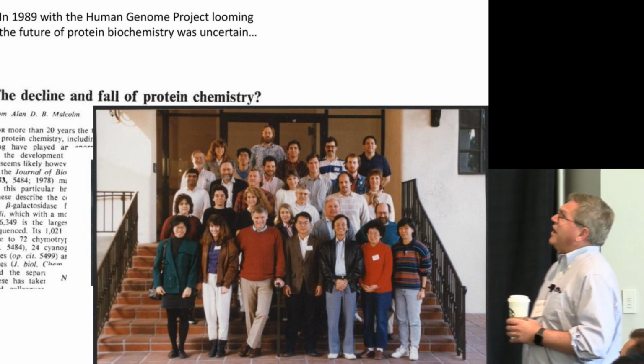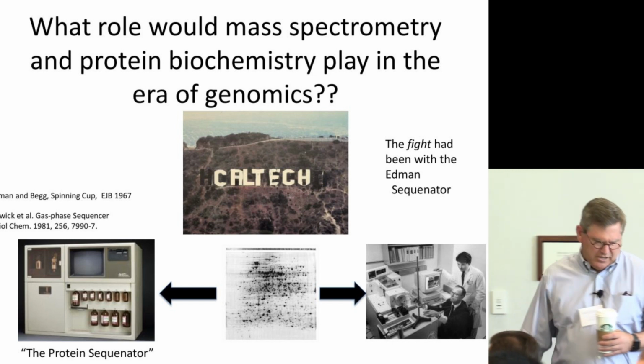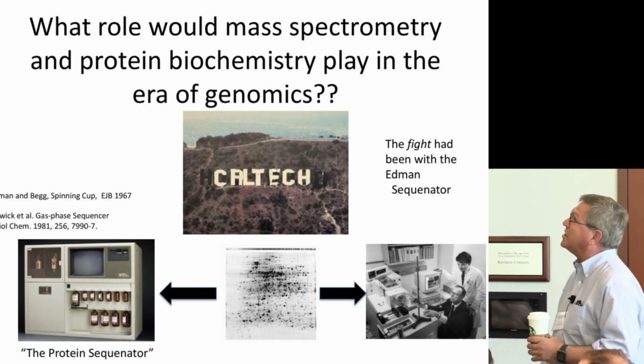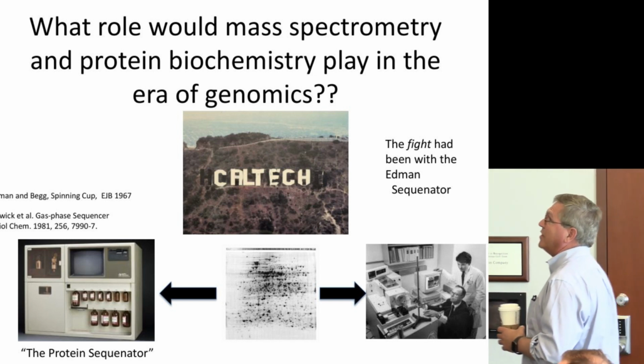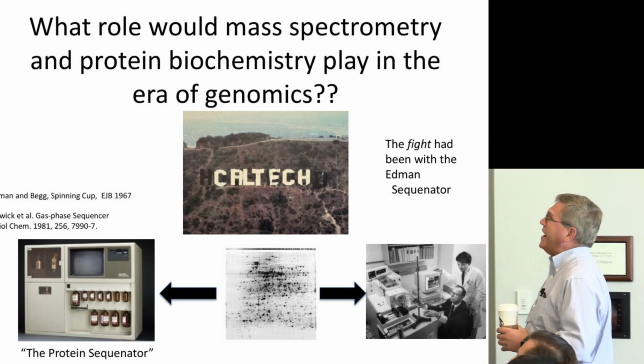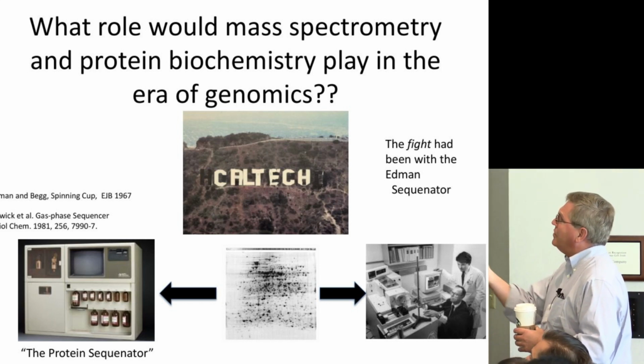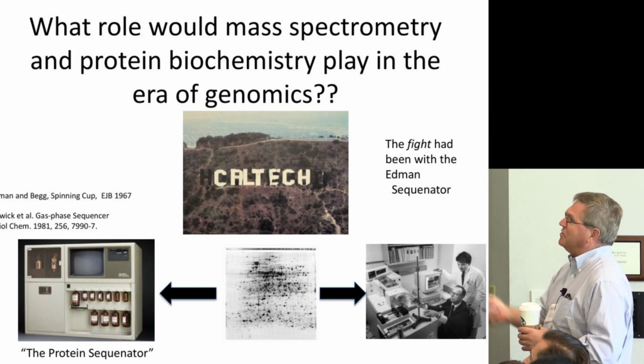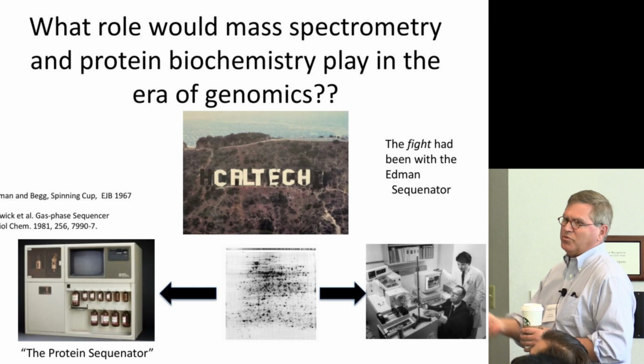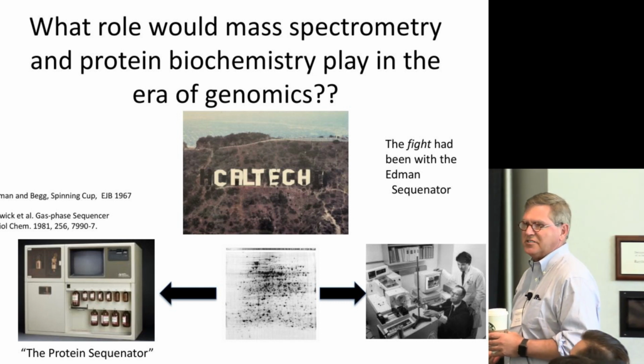And so what was going through my head in that time was, what's going to be the role of mass spectrometry and protein biochemistry in the era of genomics? When I was in grad school, with Don Hunt, the fight had been with the Edman sequenator, which is this thing. And this is what was invented in Lee's lab, the gas phase Edman sequencer.